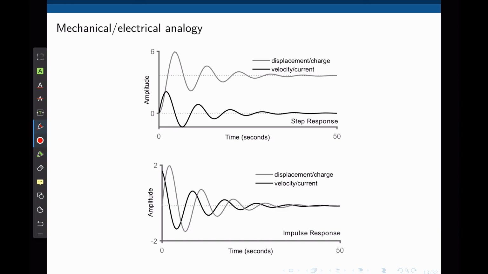If you now have a mechanical system but you prefer to solve an electric system instead, or if you're more comfortable with mechanical systems rather than an electrical system, we can always switch between them. We can always create an equivalent electric circuit for a mechanical system or an equivalent mechanical system for an electric circuit, because the differential equations that describe them are exactly the same.